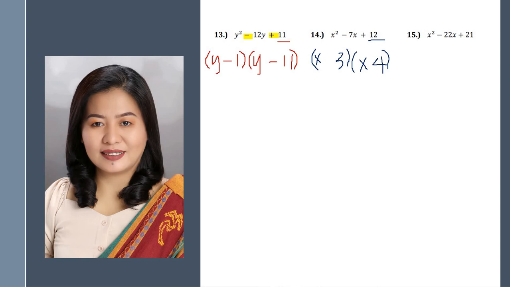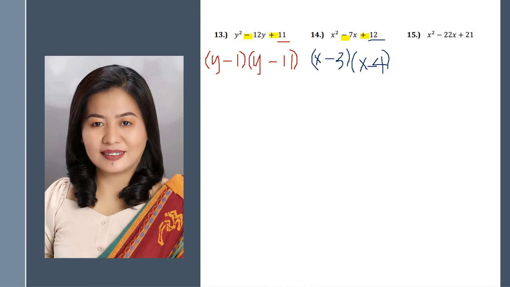So again, to determine the signs, you look at the sign of the third term. That's plus or positive. So both will have the same signs. While the middle term is negative, so we'll be using the negative or the minus sign. So x minus 3 and x minus 4. Negative 3 plus negative 4 is negative 7. Negative 3 times negative 4 is positive 12. So the factors of x squared minus 7x plus 12 are x minus 3 and x minus 4.